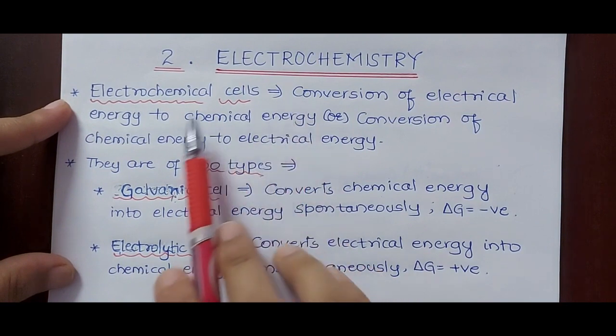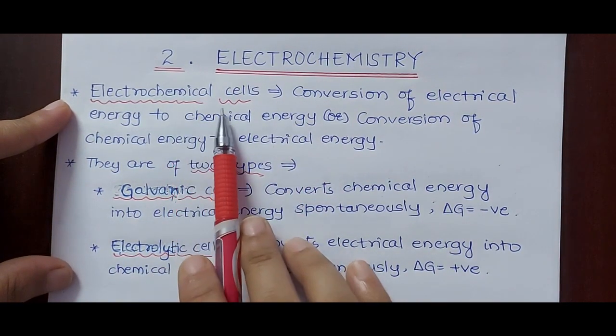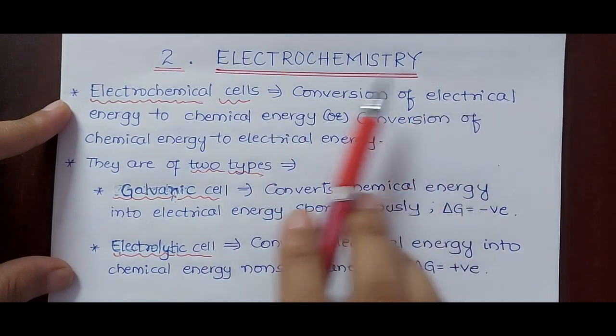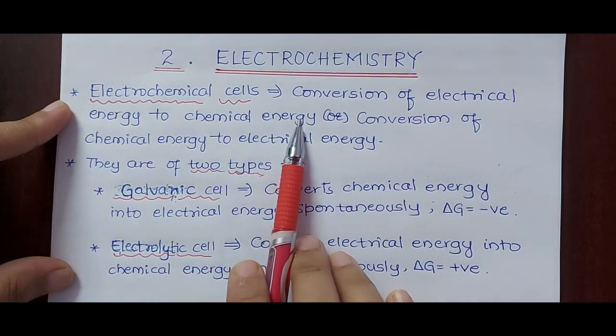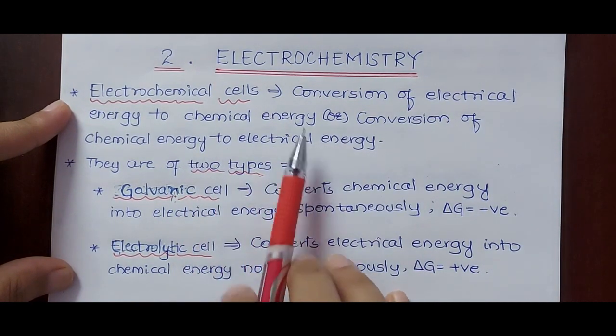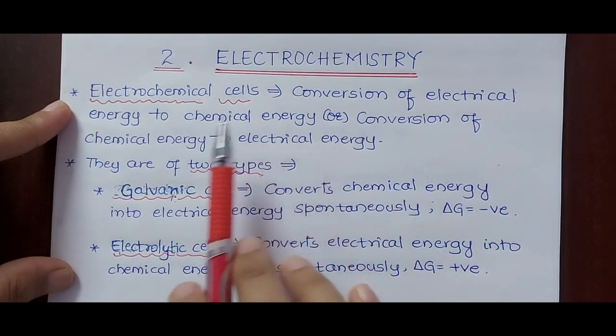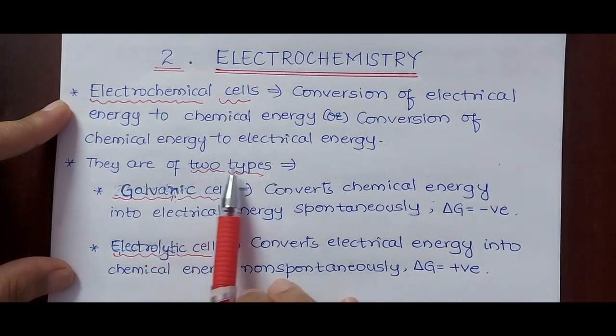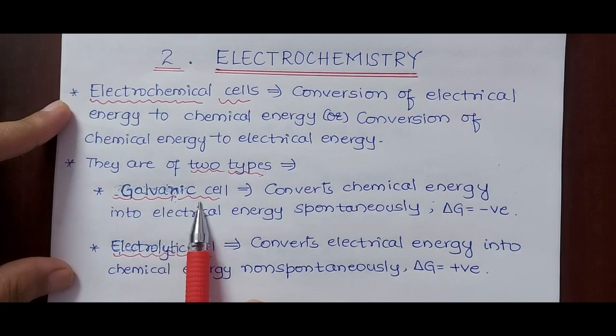In this we'll basically be studying electrochemical cells. So an electrochemical cell means conversion of electrical energy to chemical energy or conversion of chemical energy to electrical energy. The device which is used to do so, we call electrochemical cells. In that there are two types of cells: one is galvanic cell, another is electrolytic cell.